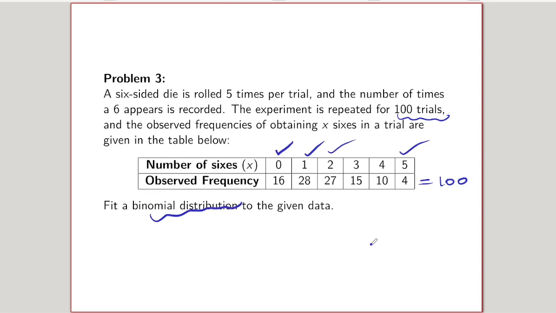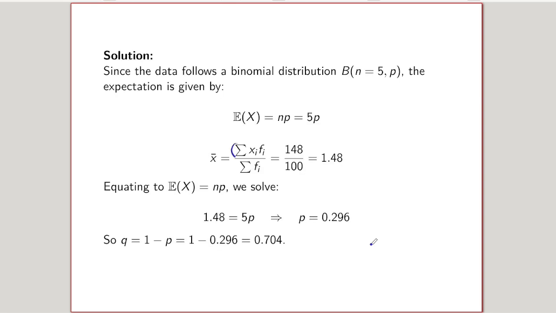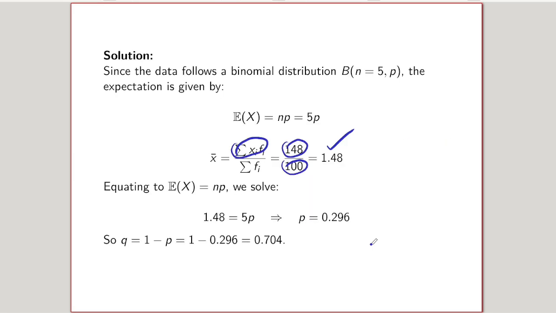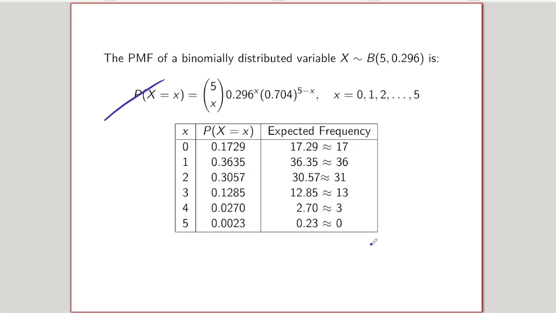We are going to fit a binomial distribution, the same procedure. Summation fx will be 148, summation f will be 100. So our x bar value, that is the mean value, will be 1.48. Now equating that to np, before that we have to note the n value. Starting from 0, the last value is 5. So clearly our n value is 5. Equating that, we get the p value as 0.296, q will be 0.704, and after that we have to write our probability mass function.